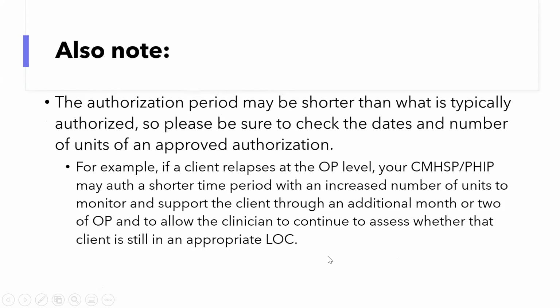Also to note, the authorization period may be shorter than what is typically authorized, so please, please, please be sure to check the dates when something's approved and the number of units of an approved authorization. For example, if a client relapses at the outpatient level, when we authorize services, we may authorize a shorter time period, so not 90 days, we may only give 30 days with an increased number of units. So instead of being seen for individual once a week, we may bump it to twice to monitor and support the client through an additional month of outpatient, just to see if they're at the appropriate level of care and to assess if they need to go to residential or something like that.